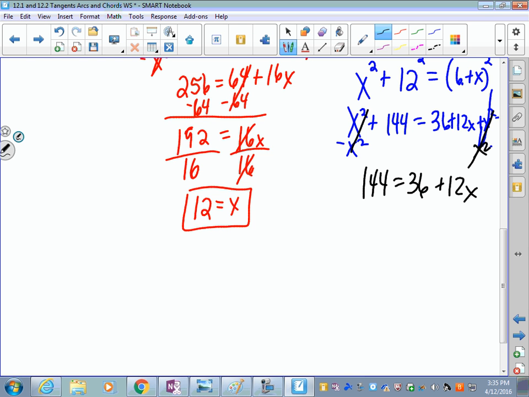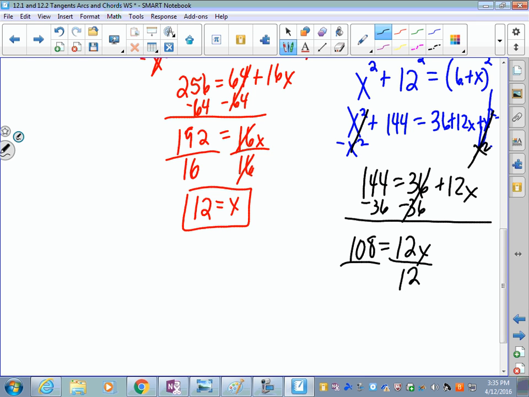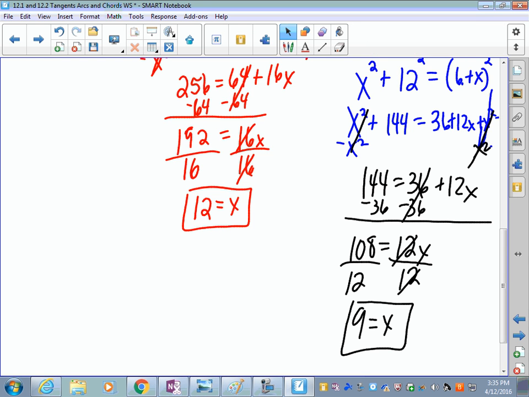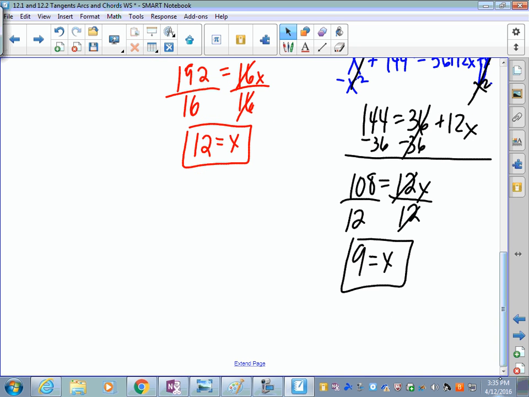What's our next step? Subtract the 36. Good. All right, we're rolling. 144 minus 36. Yep, 108 equals our 12x. Divide by 12. And x equals what? Yes, x equals 9. Got it?